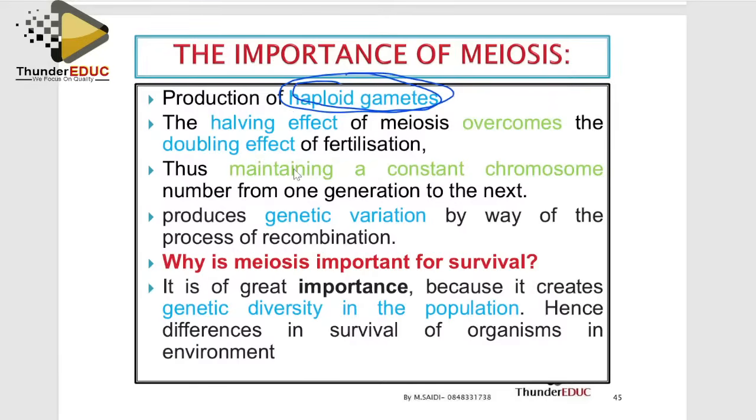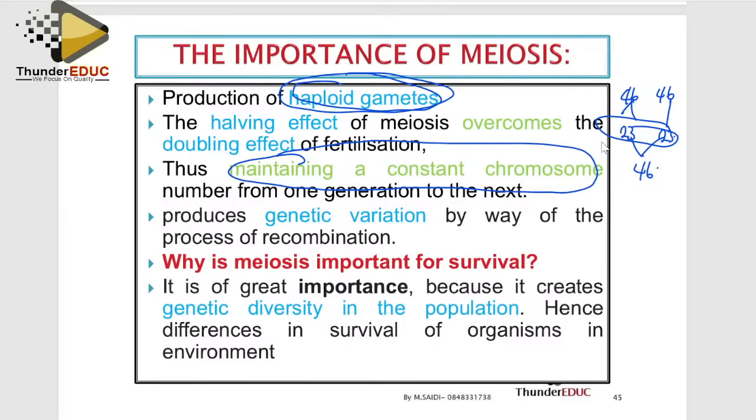Number two, maintains the chromosome number from generation to generation. Constant chromosome number. Why? Because remember, you are 46, the mother is 46. So meiosis results in half the number. So you're going to be 23, the sperm, and the ovum is going to be 23, so that when they combine again, you go back to 46. So it brings about the halving effect, which solves the problem of the doubling effect. So that's why you say that it maintains the chromosome number from generation to generation.